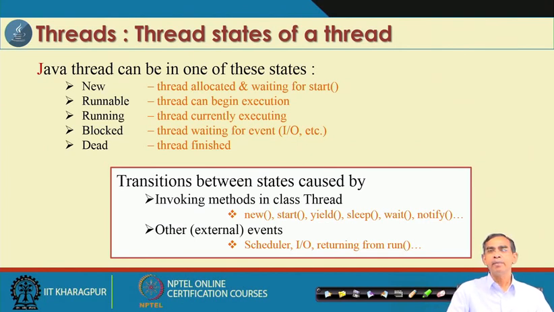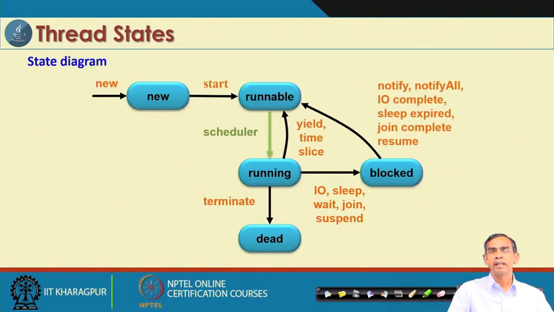So, these are the 5 different states that a thread can be in, and there are different methods by which a thread can change its state, like new, start, yield, sleep, wait and notify, and some external events also, such as the scheduler, IO, returning from run, and resume. Now, let us have a detailed account of all these methods which control the states of threads. This is the state transition diagram for a thread.